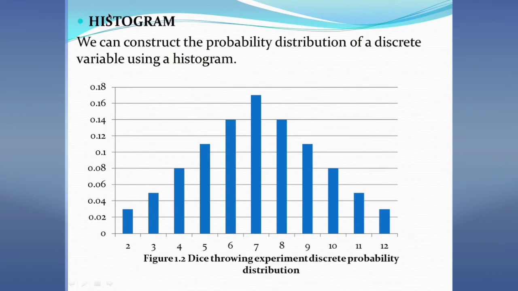So, when we say histogram, ito po yung itsura ng histogram. We can construct the probability distribution of a discrete variable using a histogram. For example, we toss a pair of dice. Ito po yung mga lalabas. Yung mataas po is sa 7, kasi yung sa 7, nasa 6 possible outcomes. This is an example of histogram.